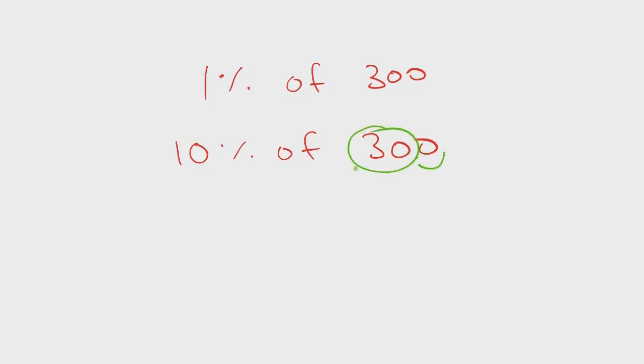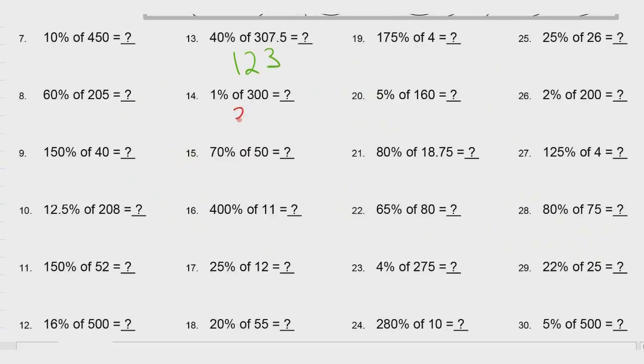Problem 14 says, what is 1% of 300? 1% of 300. Well, honestly, you could do this in your head because you already know if you're doing 10% of 300, we just move the decimal 1 space and we'd get 30. Well, what do you think you do for 1%? You would move the decimal 2 spaces, so you would get 3. The answer is 3.